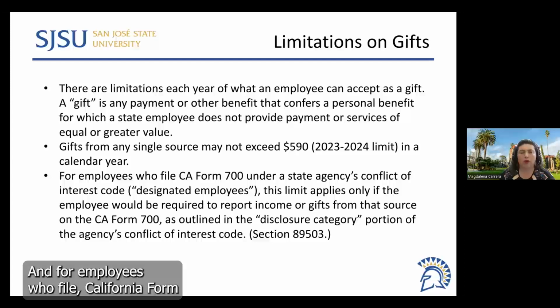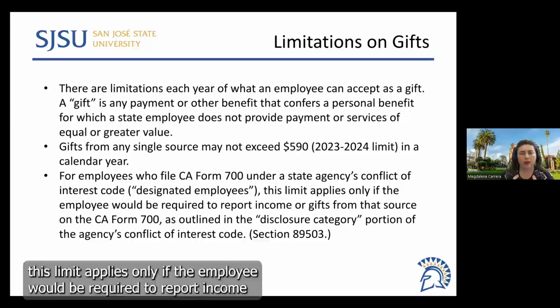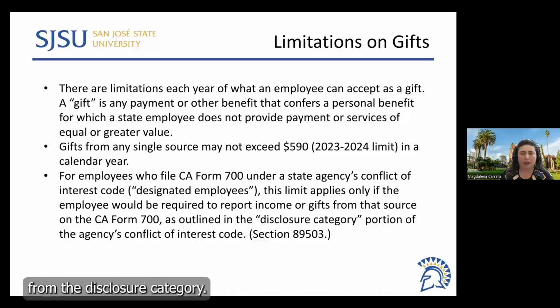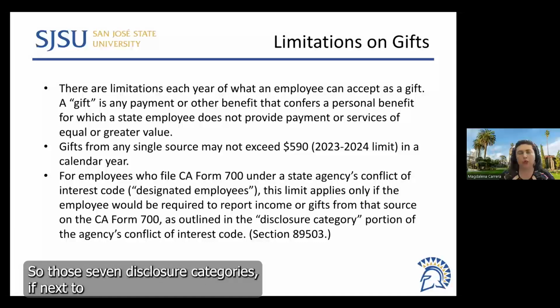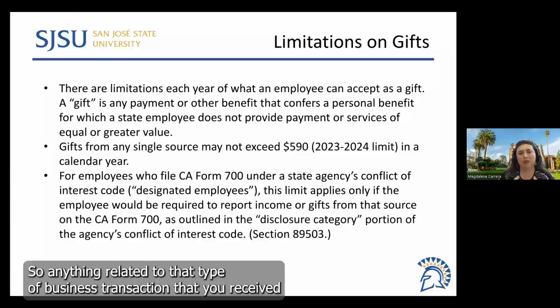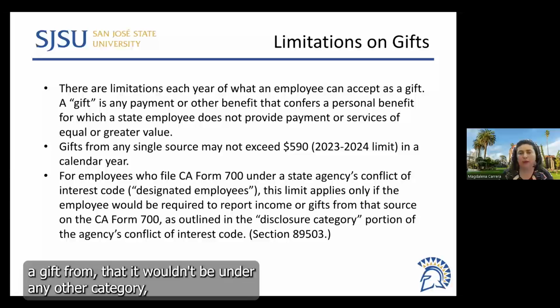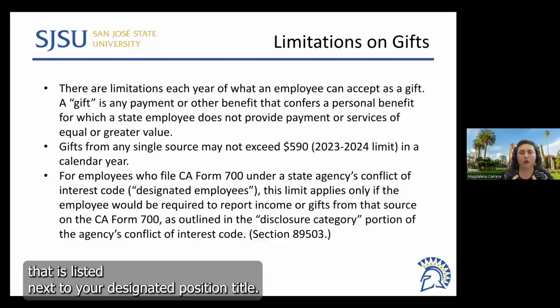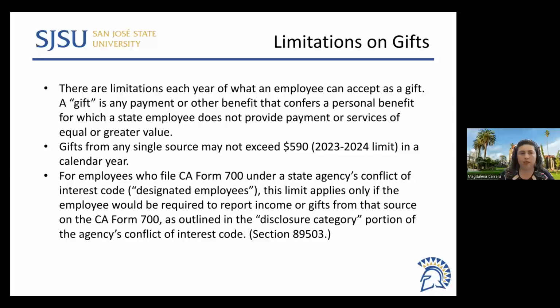For employees who file California Form 700 under the state agency conflict of interest code, this limit applies only if the employee would be required to report income or gifts from that source on the California Form 700, as outlined in the disclosure category. So of those 7 disclosure categories, if next to your designated position your category was only 2, then anything related to that type of business transaction that you received a gift from would apply, and it wouldn't be under any other category, only under that business type of work listed next to your designated position title. So next.